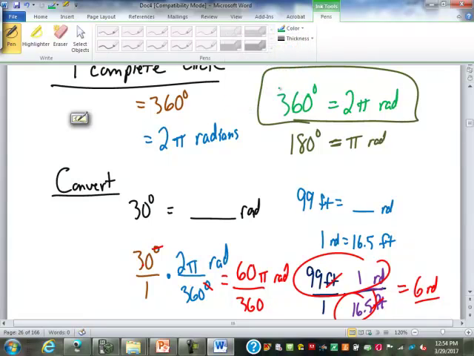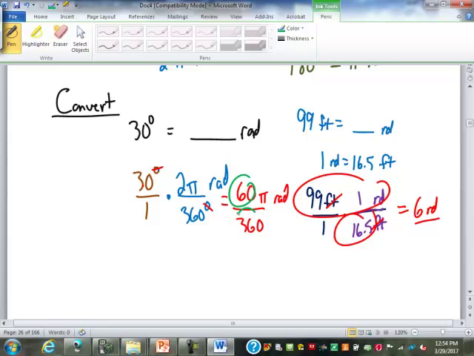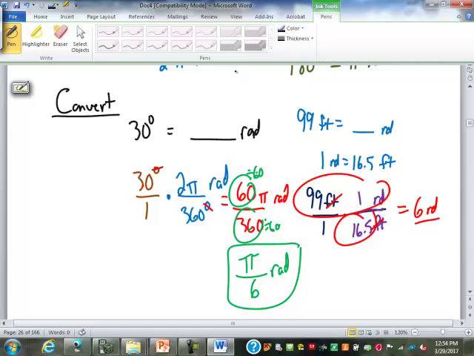And now I see that both 60 and 360 divide by 60. 60 divided by 60 is 1, so that's 1 pi, or just pi. 360 divided by 60 is 6. So that's pi over 6, or 1/6 pi radians. Does that make any sense? A little? Let's do one more example, then we'll have you guys try a couple.